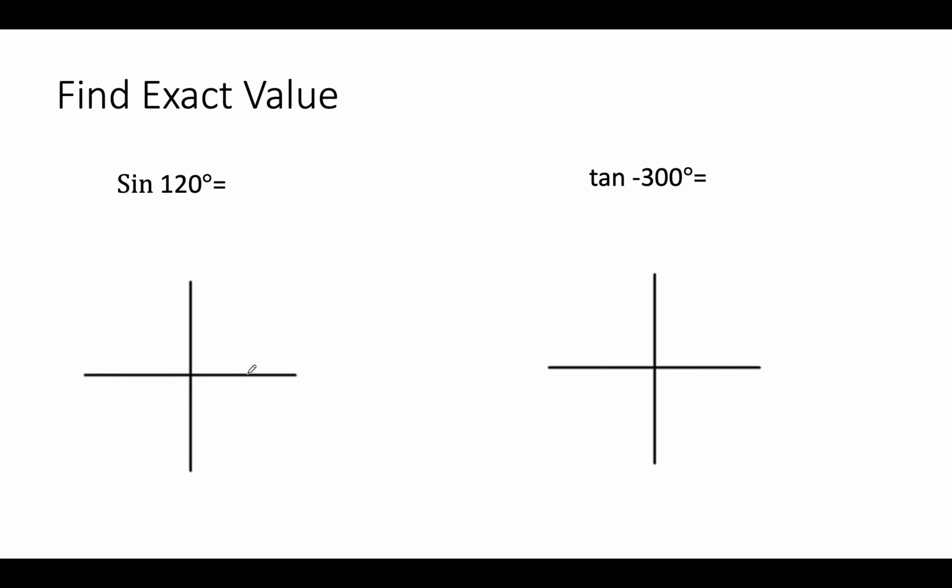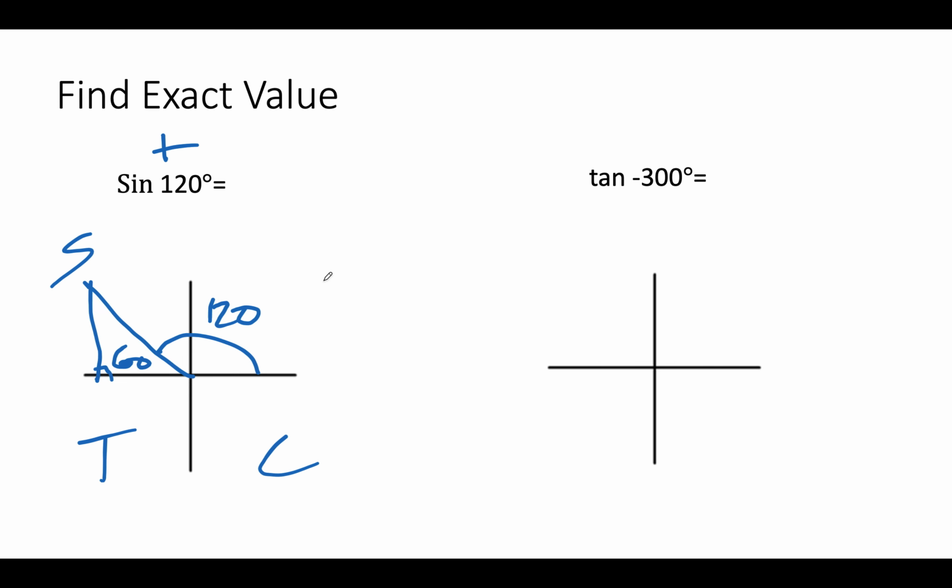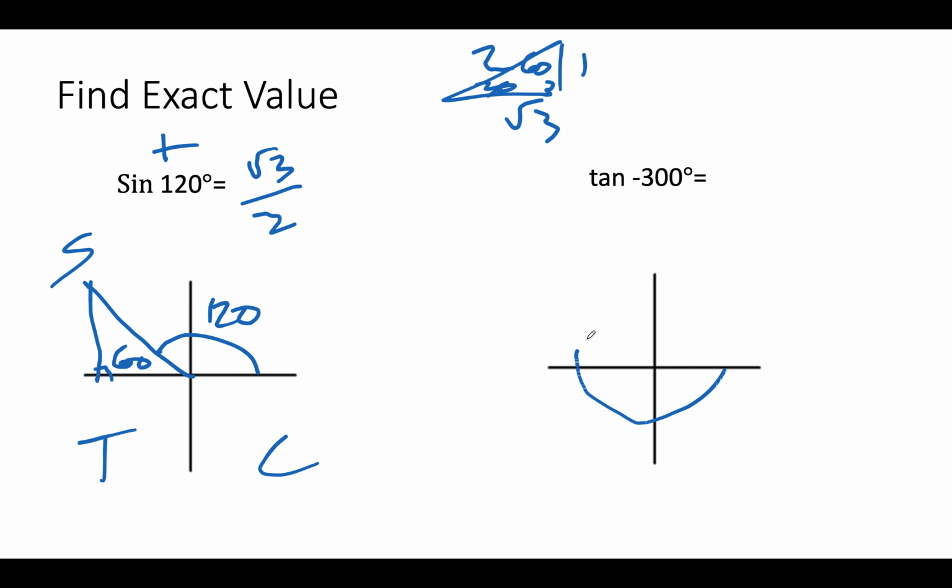Coming over here, 120. Sine 120. I'm over here, 120. I'm 60 short. The bow tie tells me that I'm going to use a 60-degree reference angle in quadrant 2. STC. The answer is positive. Now I need my 30, 60, 90. I'm at the 60-degree angle, opposite over hypotenuse. Look at your triangle. 30, 60, 90. 1, 2, square root 3. Square root 3 over 2. It's positive.